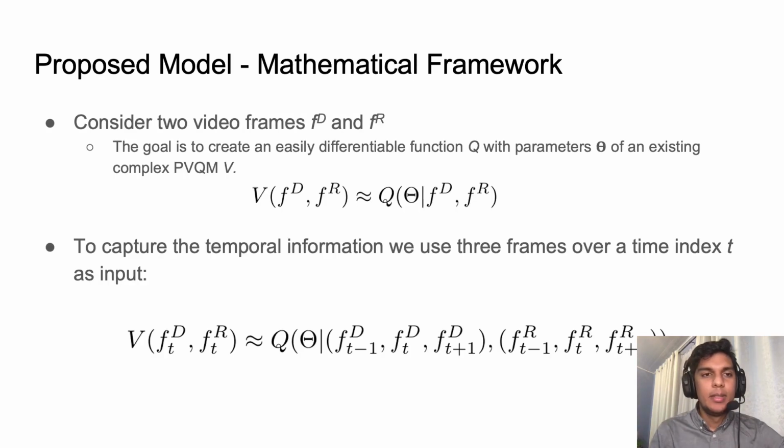Now look at the simple case of evaluating two frames from a video, F superscript R, which represents the reference video, and F superscript D, which represents the degraded video. The goal here is to create an easily differentiable function Q with parameters theta of an existing complex perceptual visual quality metric V. We can extend this idea to capture the temporal information by looking at frames around time index t. In this case, we look at a 3-frame input over the degraded and reference frame, ranging from t-1 to t+1.